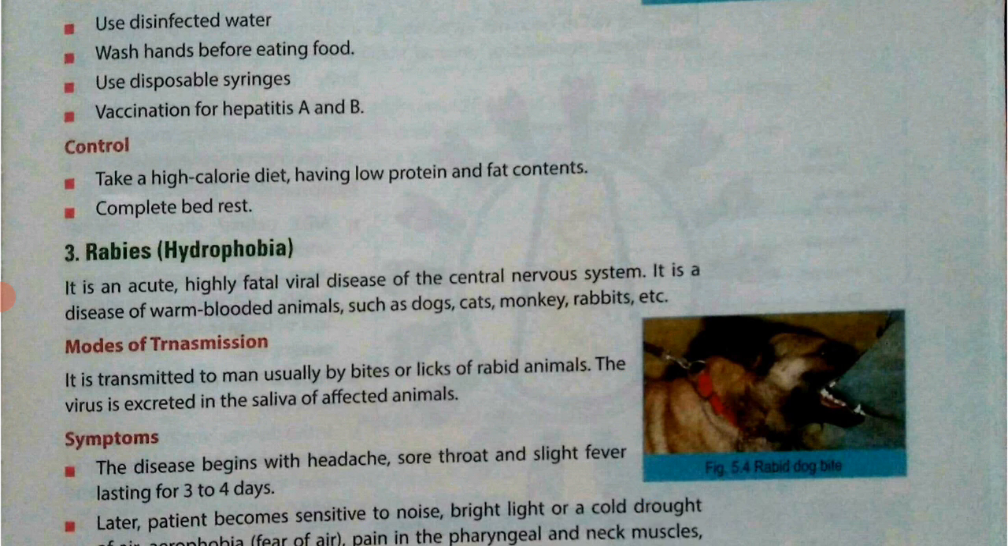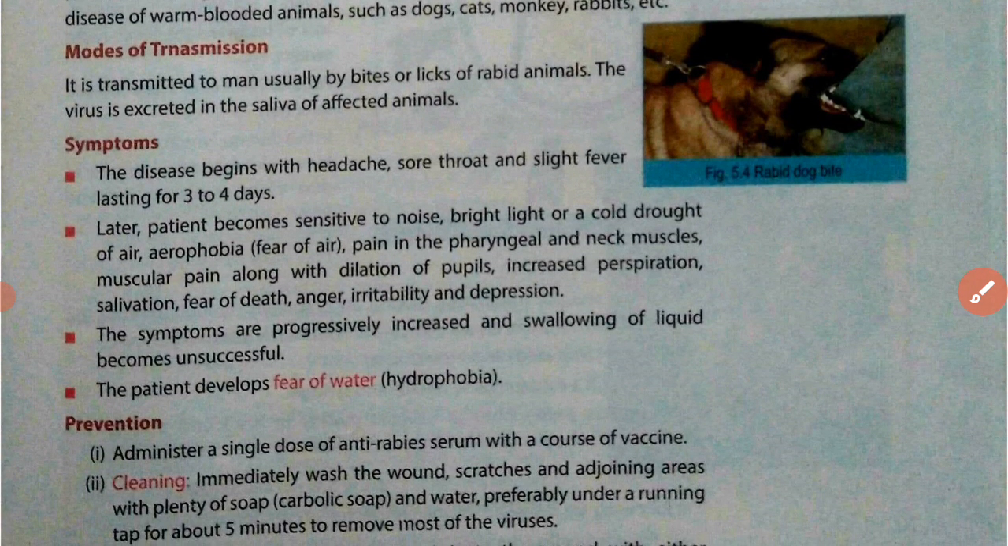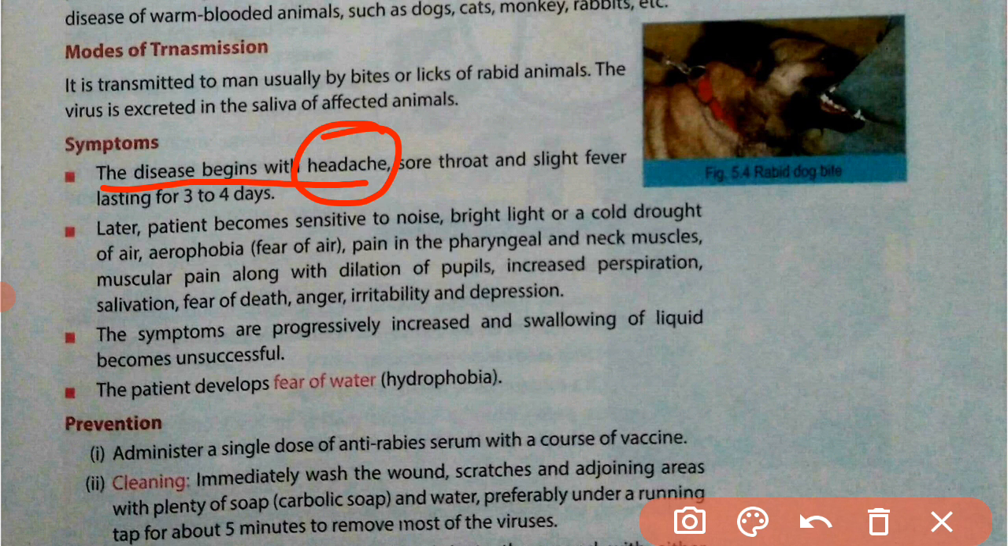So now we will talk about the symptoms. What are the symptoms of this disease? The disease begins with headache. The person feels pain in the head, then sore throat and slight fever lasting for 3 to 4 days. Later, the patient becomes sensitive to noise, bright light or a cold draught of air, aerophobia, fear of air, pain in the pharyngeal and neck muscles, muscular pain along with dilation of pupils, increased perspiration, salivation, fear of death, anger, irritability and depression.